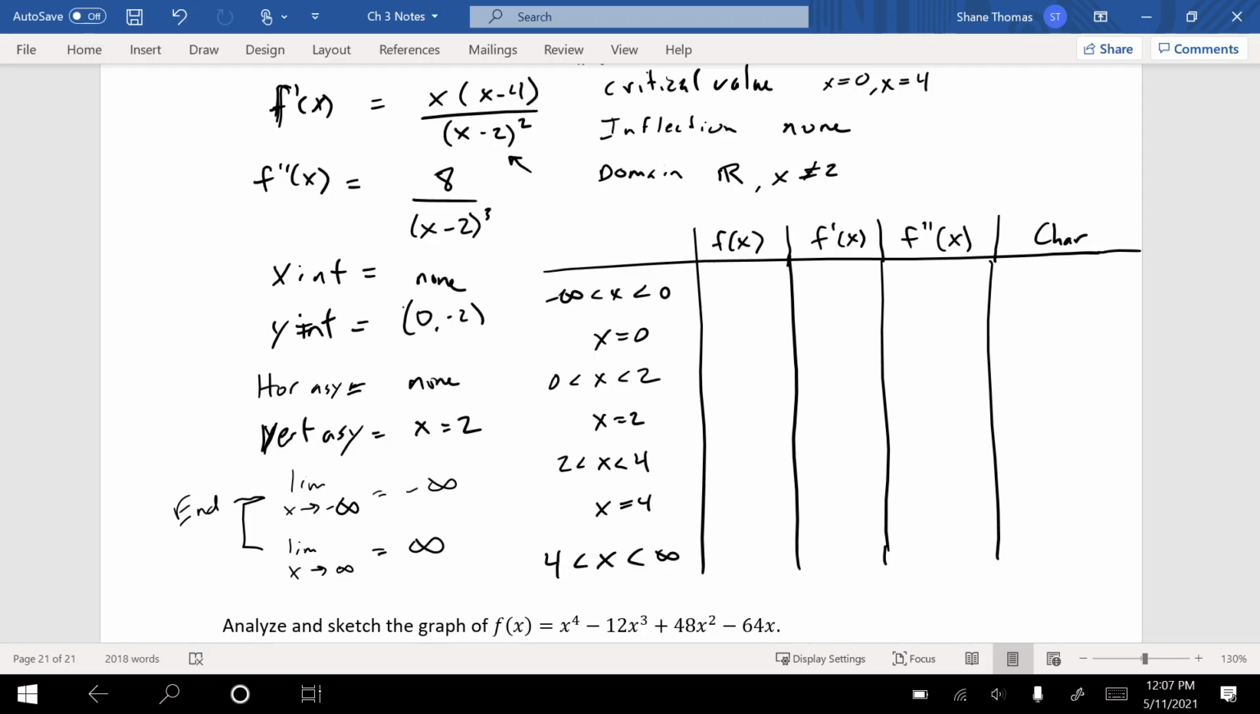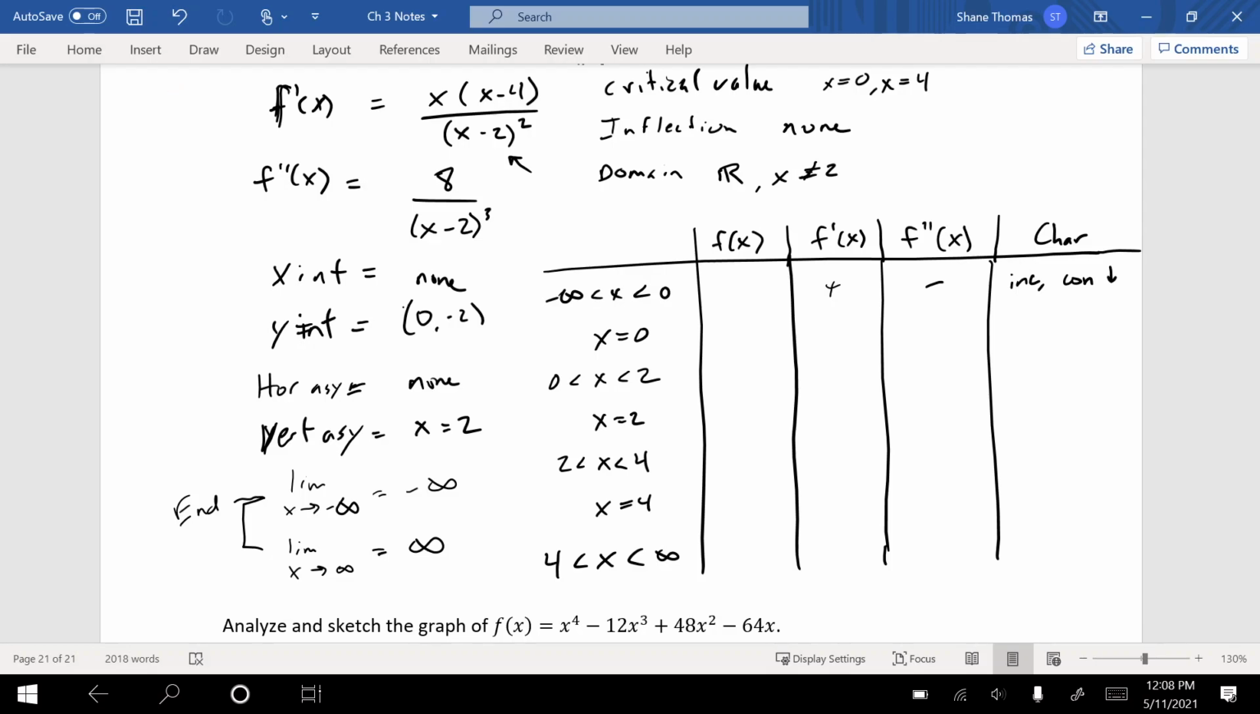All right, so first one, from the interval of negative infinity to 0, I don't really care about f of x. If I plug in a value, so let's say negative 1, into f prime, I get positive. Plug negative 1 into f double prime, I get a negative. Because it's positive at f prime, it's increasing. Because it's negative at f double prime, it would be concave what? Concave down, correct.